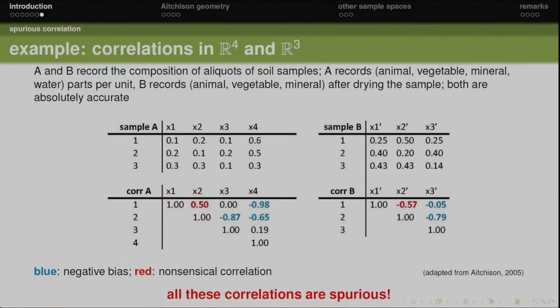Here is an example. It's a toy example adapted from a presentation by John Aitchison to illustrate the problems with closed data. Consider here three samples. We have two scientists. Scientist A records animal, vegetable, mineral, and water parts in three samples.